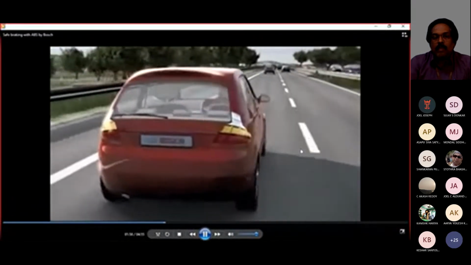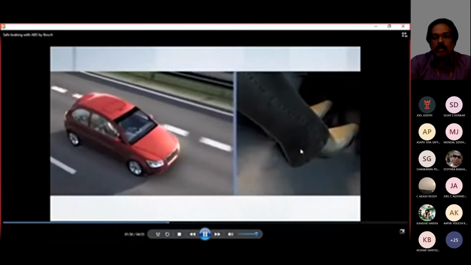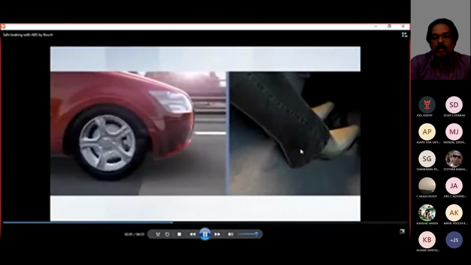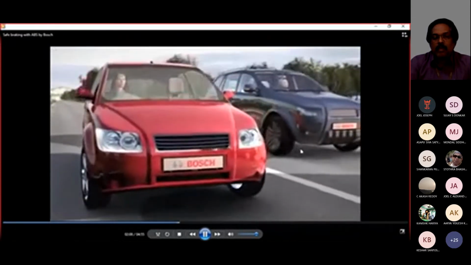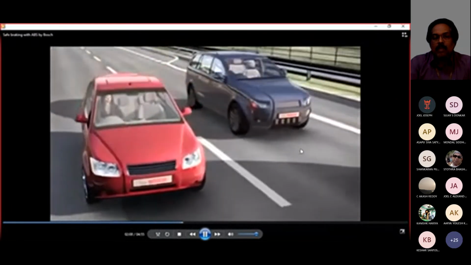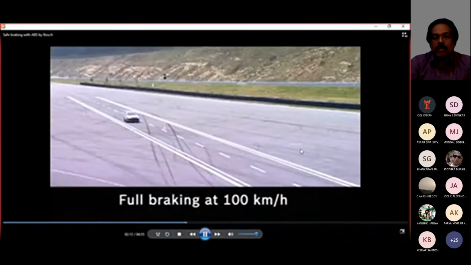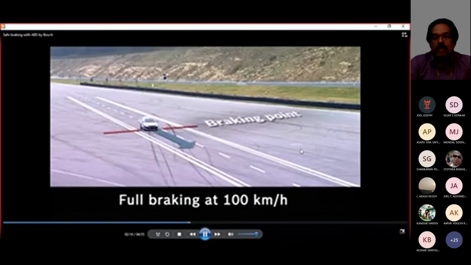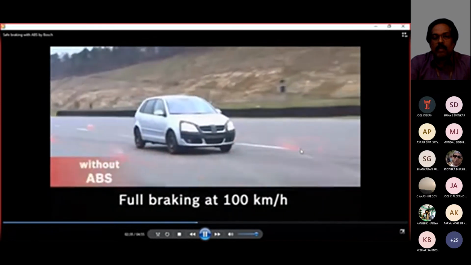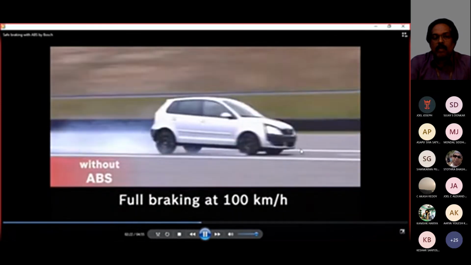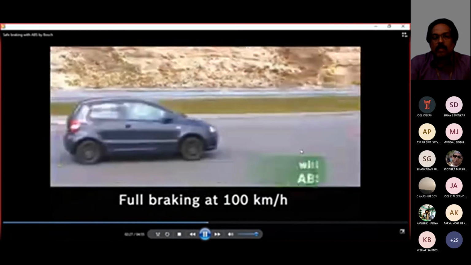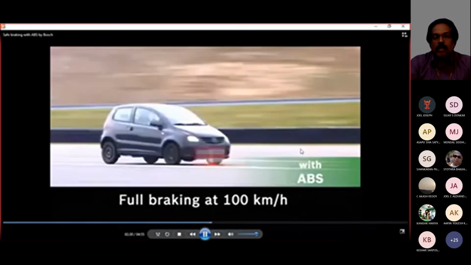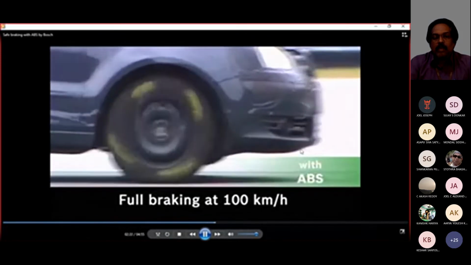With the electronic anti-lock braking system, a sort of electronic intermittent braking, ABS achieves stability and steerability with the shortest possible braking distance. Let's have a look at the ABS benefits in practice. Full braking at 100 kilometers per hour. With ABS, the braking distance is significantly shorter and the vehicle remains stable.